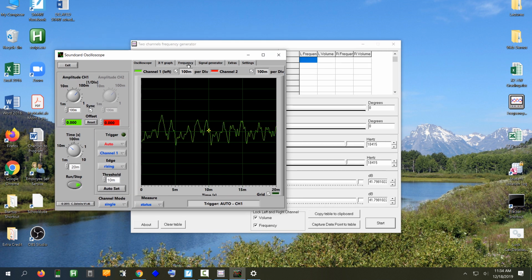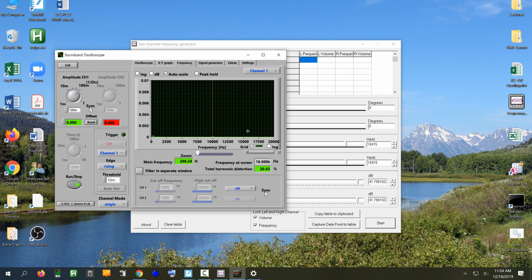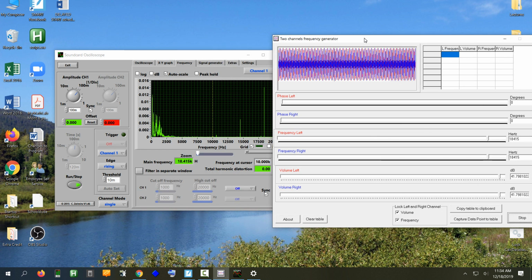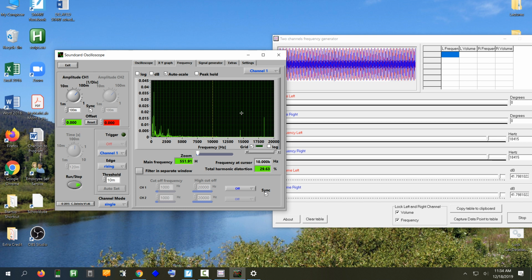So what I'm going to do now is I'm going to put it on frequency. This is a graph of every frequency that's in the room. When I turn it on, you see a spike right there. You see another spike. I'm not really sure what that is. That's probably just the speakers blowing up a little bit. But there's a spike right there.